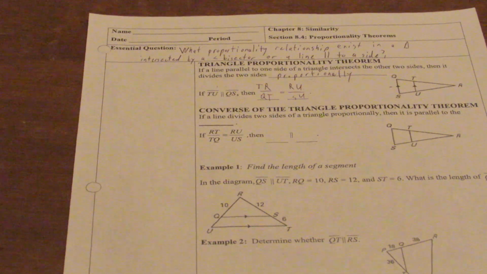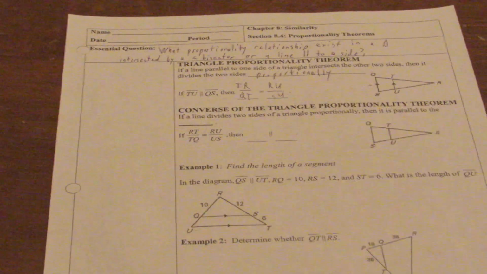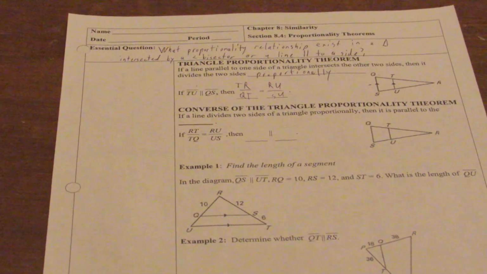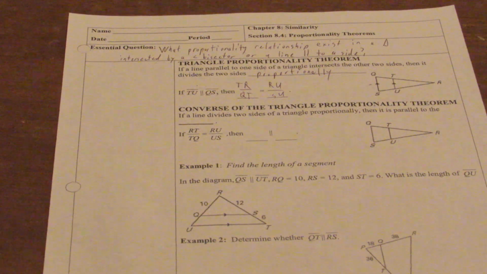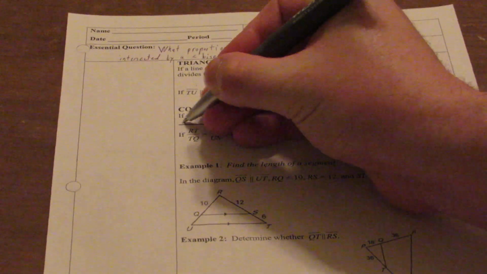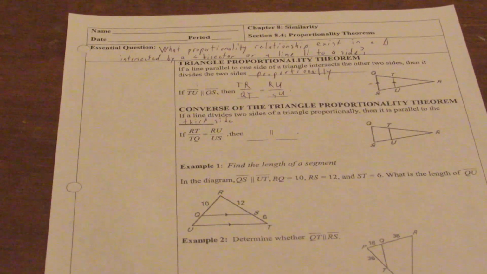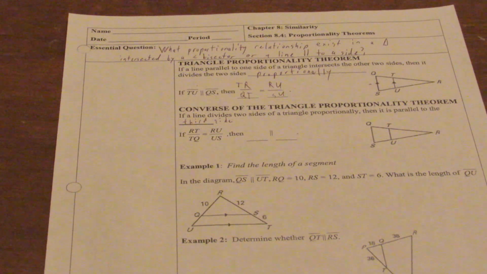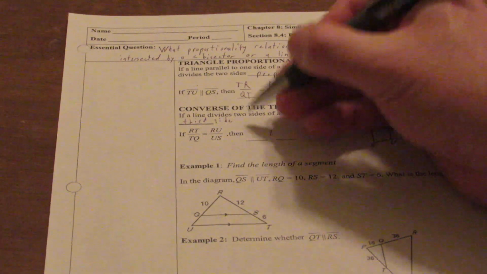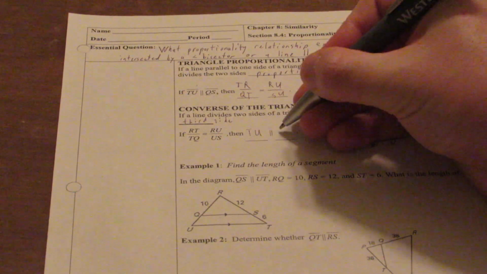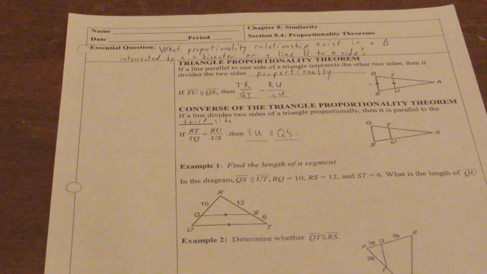The converse of this works as well. If a line divides two sides of a triangle proportionally, then it's parallel to the third side. So if they give me RT to TQ and equal RU to US, then I know that TU and QS are parallel.